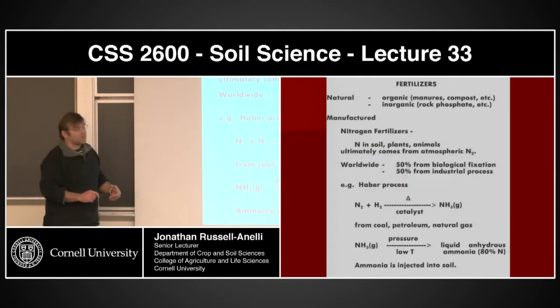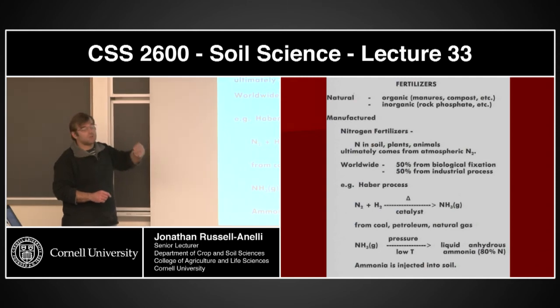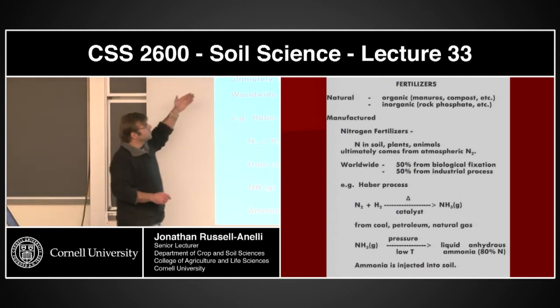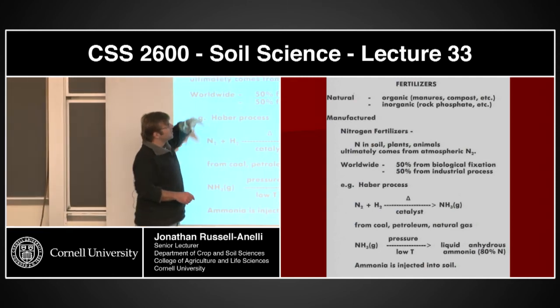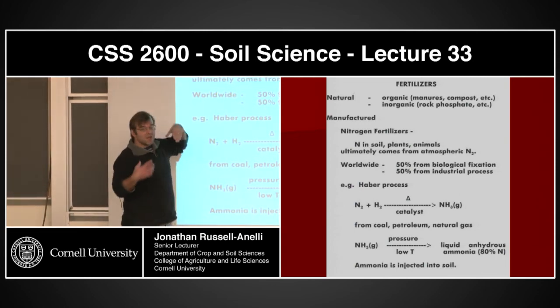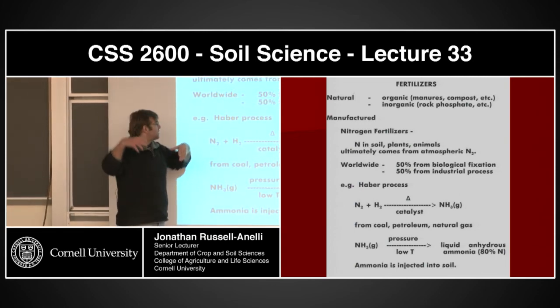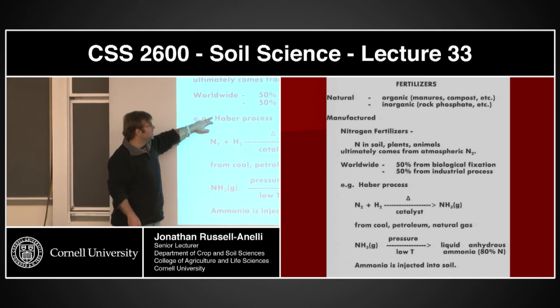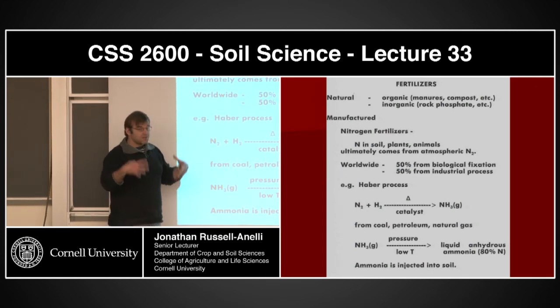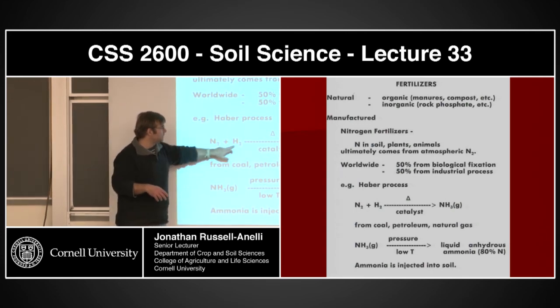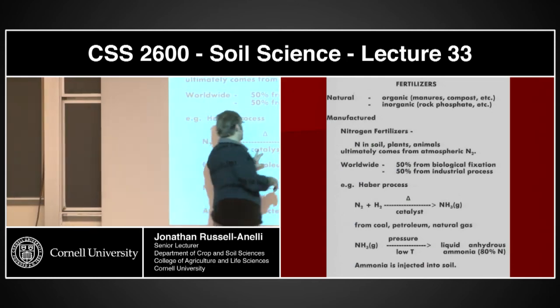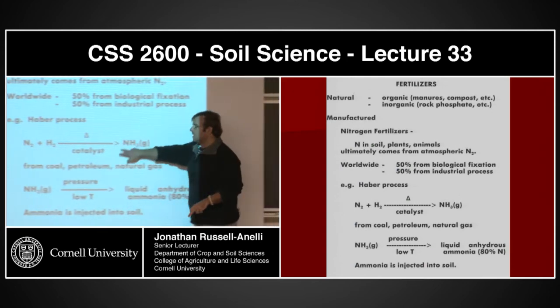We also can have manufactured materials, and nitrogen is the classic one in this case. In soils, plants, and animals, it ultimately comes from the atmosphere. So when we're manufacturing it, we're basically taking it from the atmosphere, and this is the Haber process. From a manufactured sense, we're taking N2 gas with hydrogen, putting it over a catalyst under heat, and we basically make ammonia.